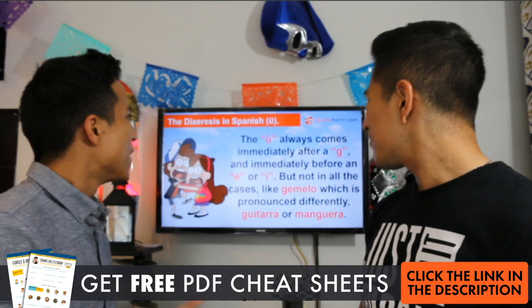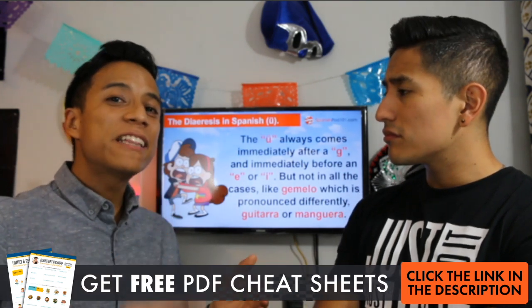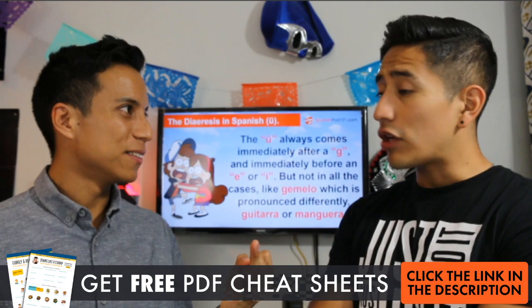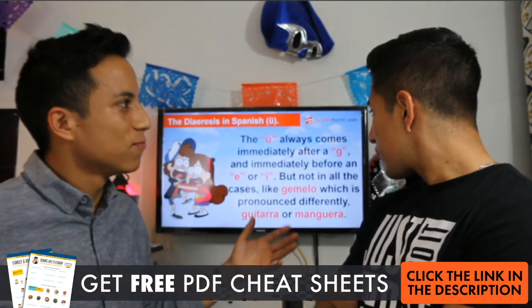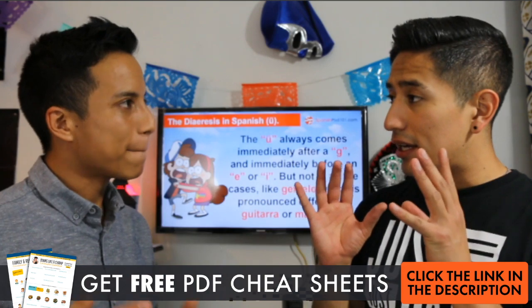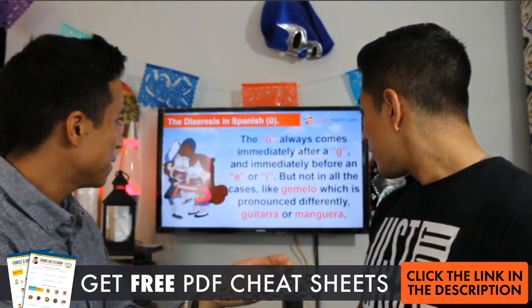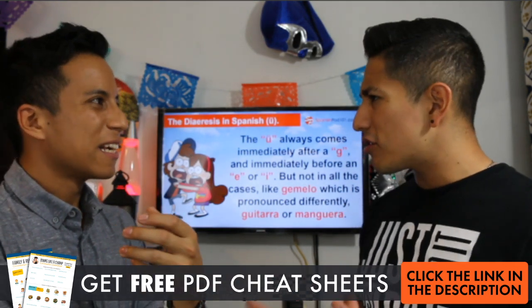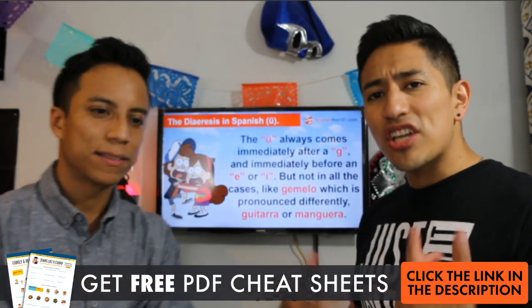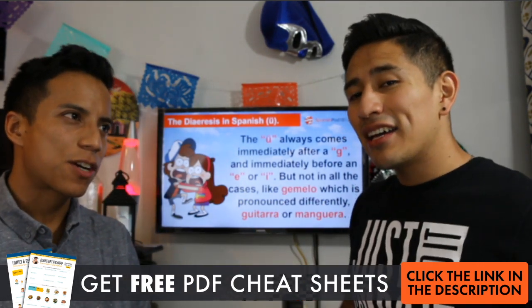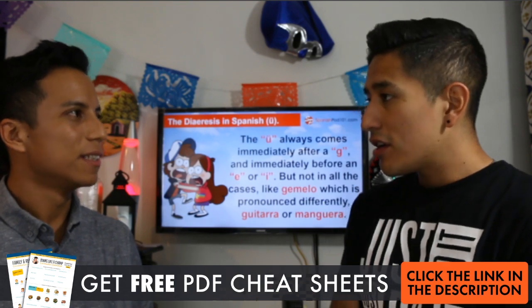So the dieresis, how does this work actually? It always comes after the G and immediately before the E and the I. Only before these two vowels, the E or the I, and after the G. But not in all the cases, like gemelo, because gemelo doesn't have a U. And actually the sound changes, because gemelo is pronounced differently than, for example, guitarra.